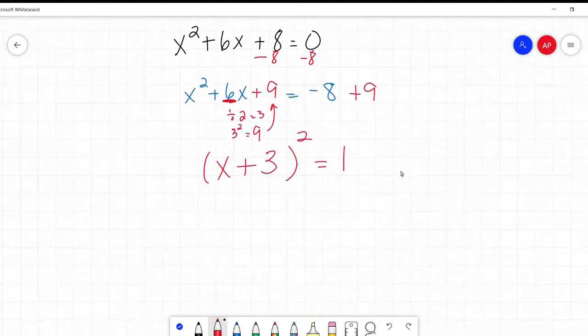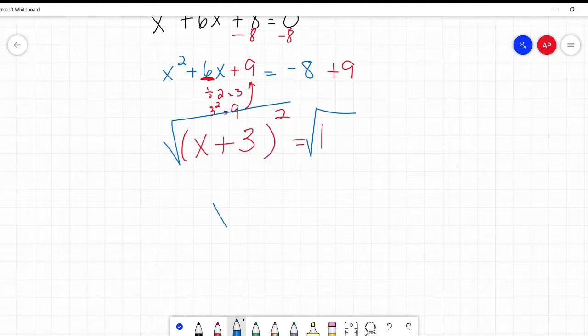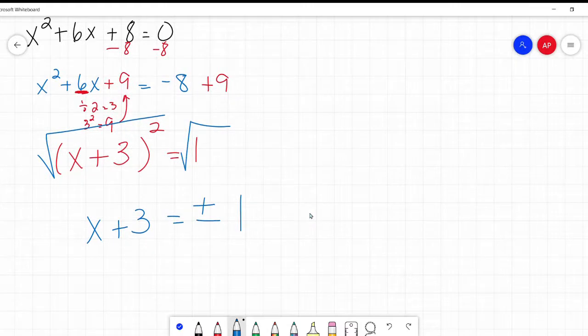So to solve this, now we just have x plus 3 squared equals 1. If we want to figure out what x is, we need to undo what's been done to x. So I'm going to take the square root of both sides. On the left, that gives me x plus 3. On the right, the square root of 1 is positive or negative. That's crucial. Don't forget that every time we do square roots, positive or negative. Positive or negative 1. So then I split those up.